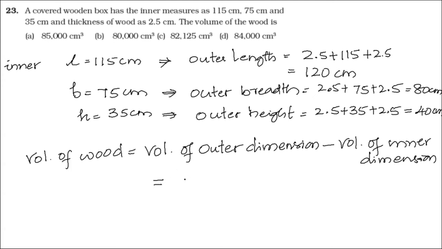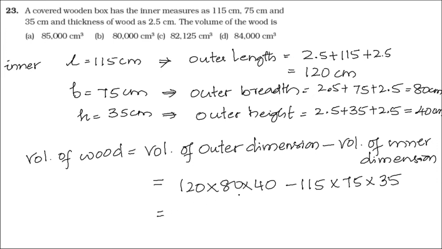You find out the outer dimensions volume. This will be 120 multiplied by 80 multiplied by 40 minus the inner dimension 115 into 75 into 35. There's no other go. We can directly multiply and find out. This will be 3,84,000 minus 3,01,875.